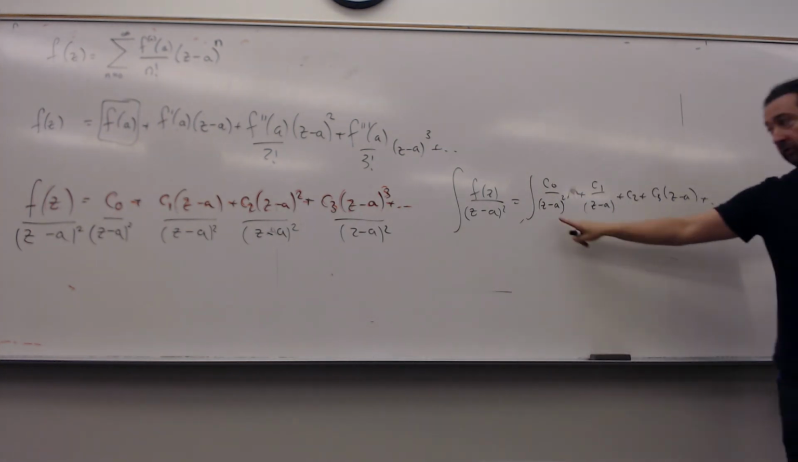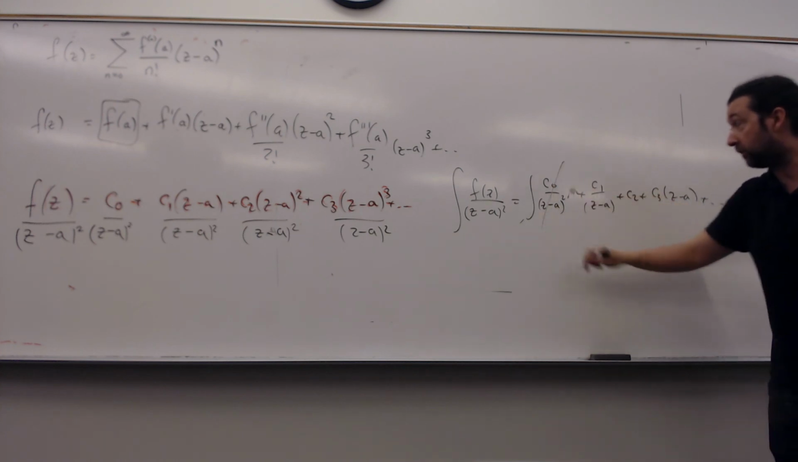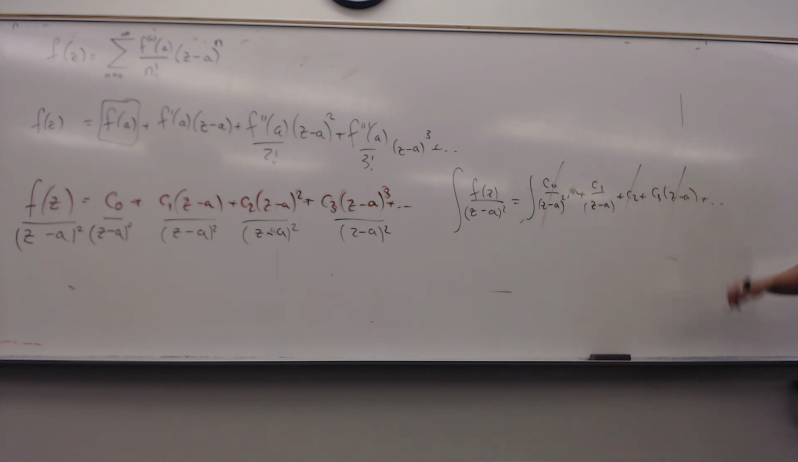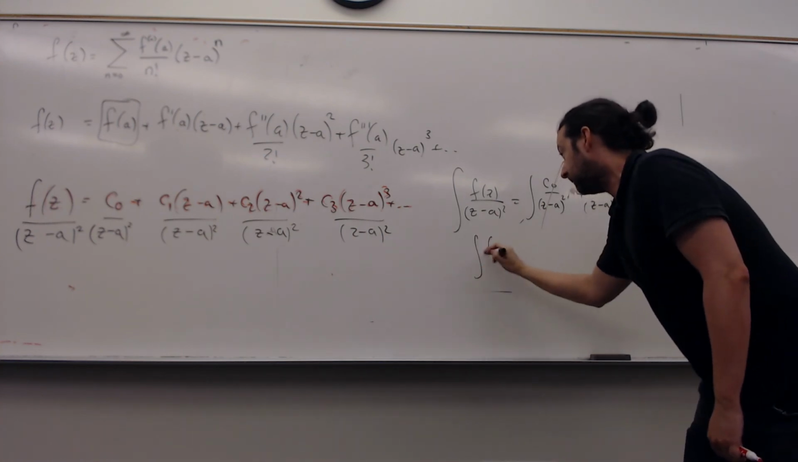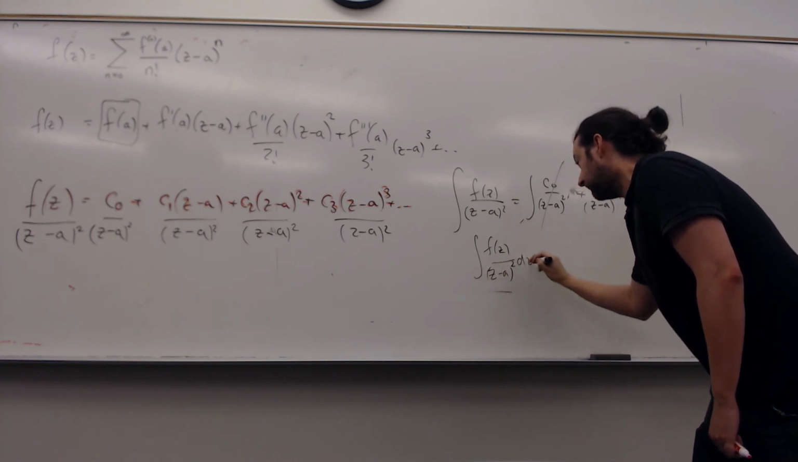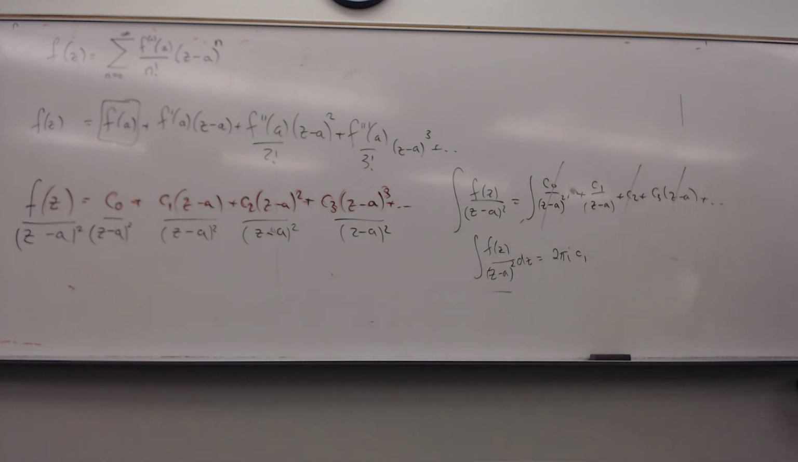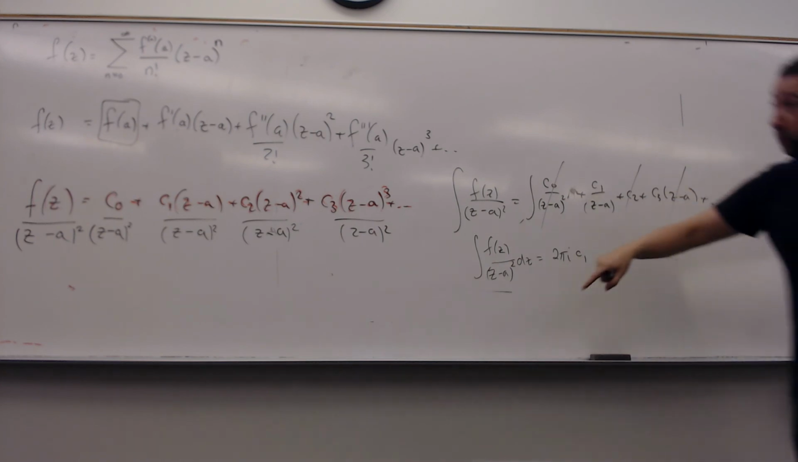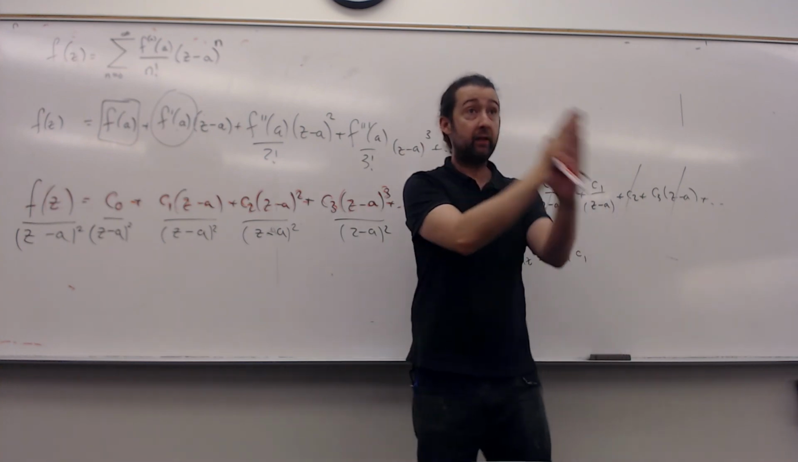And by direct parameterization, anytime these integrals have a power of z that's not -1, they're 0. This is 0, this is 0, this is 0. The only thing that survives is that term. And what you end up with is the integral of f of z over (z minus a) squared dz is 2 pi i times c1. But what is c1 according to our intuition from Taylor's theorem? c1 is f prime of a. These are equal, they have to line up, right?